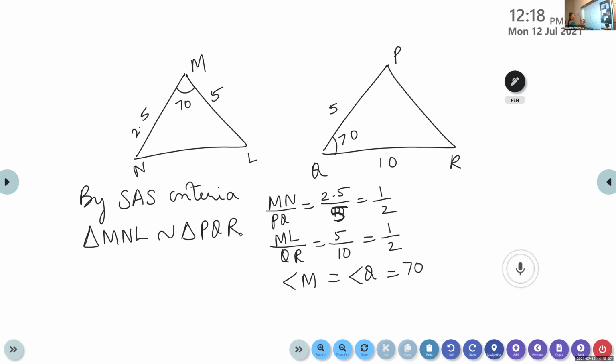MN by PQ, I'm taking first 2 letters. MN by PQ. NL by QR. Is it correct? It went wrong, isn't it? NL means the measurement is not known, but QR it is 10. So we have to rearrange. It is not correct. Then how will you rewrite it? Instead of PQ, suppose I write QPR. Now will it be correct? You check it. Yes, ma'am. QPR is correct. MN will be same as QP.